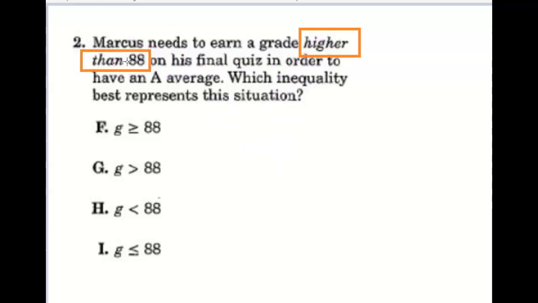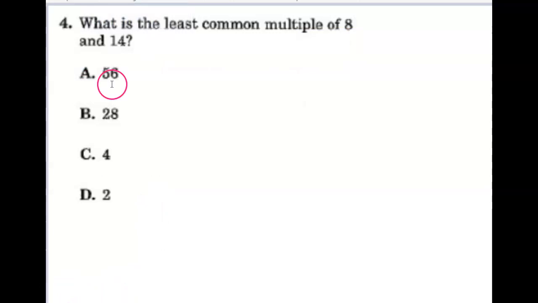Sure, let's say 89, right? Or 90. And then think, if I have 90 here, does it mean 90 is greater than or equal to 88? Is that true? No, right? And what we're trying to do is find which inequality best represents this situation. So it needs to be higher than 88. It can't be 88, because over here it says he needs to earn a grade that's higher than 88. So if he gets 88, he doesn't get the A average. So it has to be a number that's higher than 88. So which one of these would signify that? That's number 2.